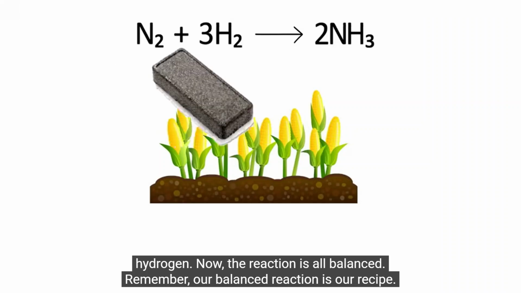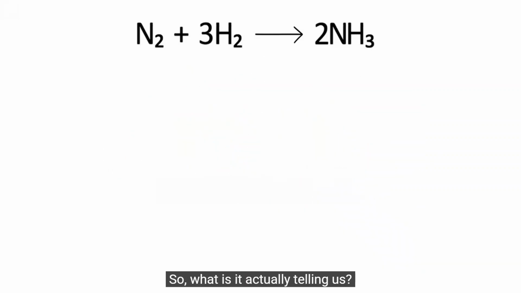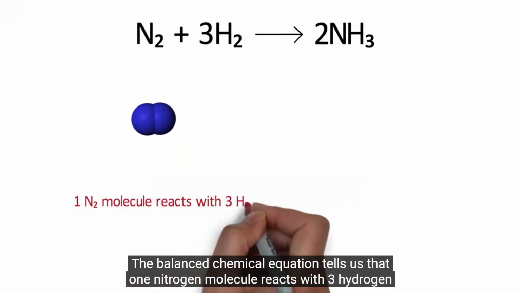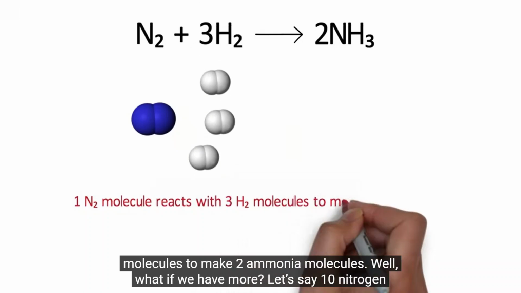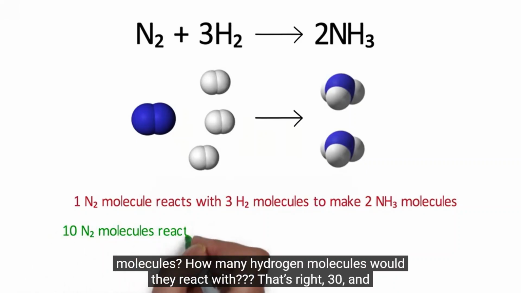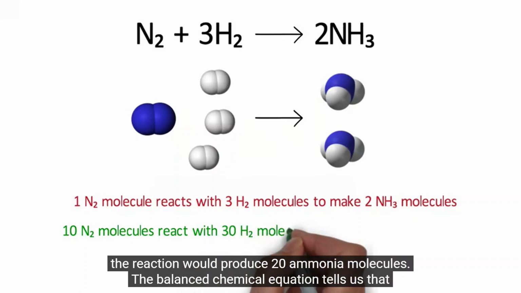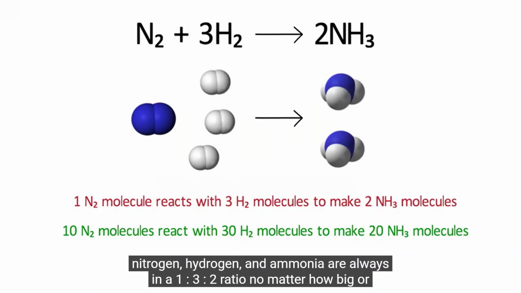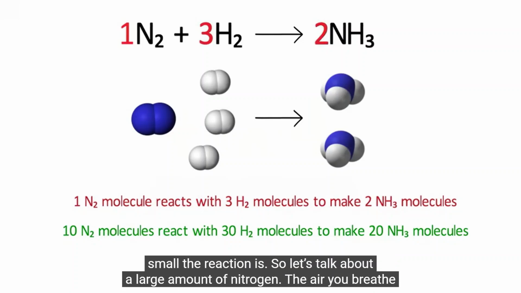Remember, our balanced reaction is our recipe, so what is it actually telling us? The balanced chemical equation tells us that 1 nitrogen molecule reacts with 3 hydrogen molecules to make 2 ammonia molecules. Well, what if we have more? Let's say we have 10 nitrogen molecules. How many hydrogen molecules would they react with? That's right, 30, and the reaction would produce 20 ammonia molecules. The balanced chemical equation tells us that nitrogen, hydrogen, and ammonia are always in a 1:3:2 ratio, no matter how big or small the reaction is.